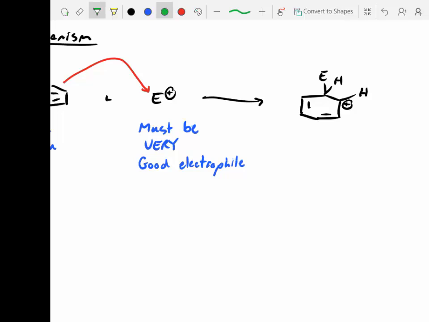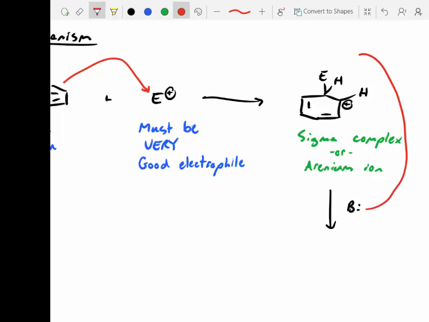And this is a really important intermediate. This is called a sigma complex, or some people call it an arenium ion. It's very, very unstable as a carbocation because it's not aromatic. However, if we have any sort of very weak base, this weak base can come, grab this proton, do an E1-like reaction, and all of a sudden we've installed our electrophile, and we've got a happy aromatic molecule.